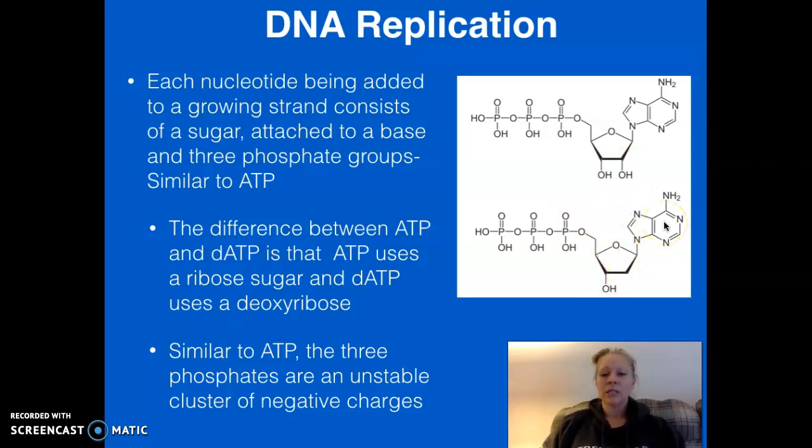The only difference is that ATP has a ribose sugar and DNA has a deoxyribose. And then our bases are going to be variable: A's, G's, T's, and C's. And so they are similar to ATP in that there are still 3 phosphates, and they are still 3 negatively charged molecules that are clumped together, and it's going to have a lot of energy when they are released because it is not stable.